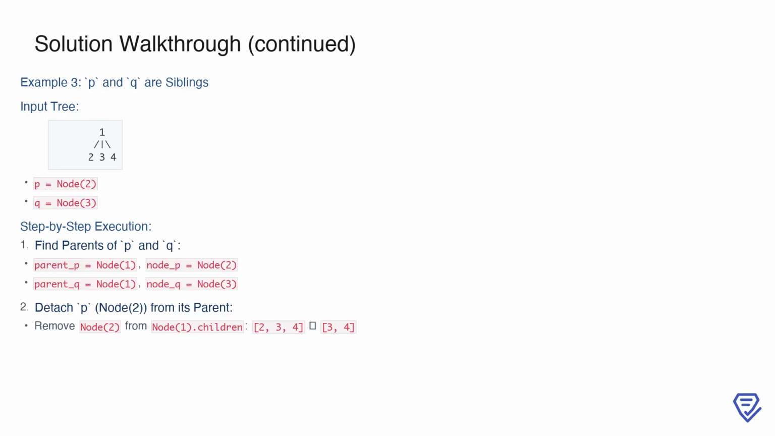The first step is to locate the parents of both node 2 and node 3. Since both are direct children of node 1, their parent is node 1. Once the parent nodes are identified, we move to detach node 2 from its current parent. This is done by removing node 2 from node 1's children list. The updated children of node 1 are now nodes 3 and 4.